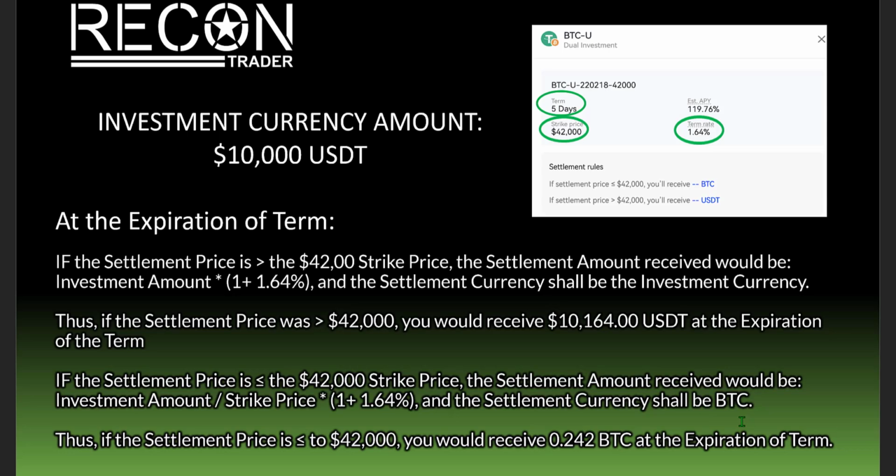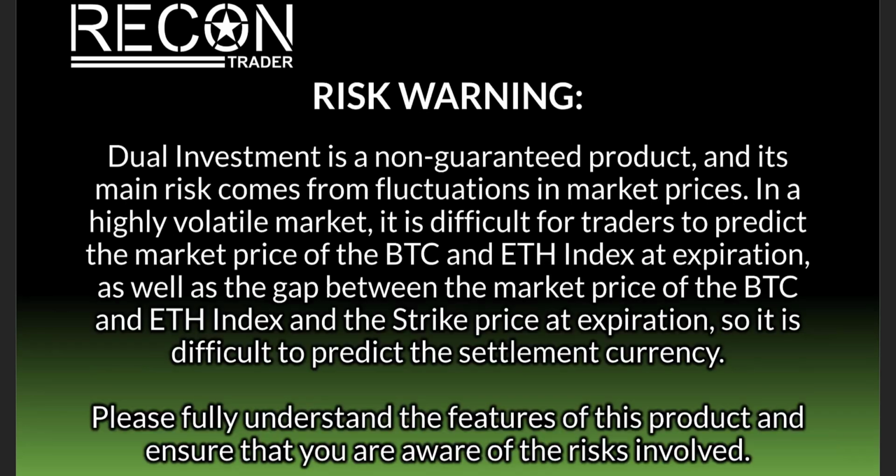And with that all being said, you can actually have the strike price lower than 42,000, get paid in BTC even though you buy it at 42,000. Because of the term rate percentage, you can still be up at the end of that term even though Bitcoin's price is down. But with that being said, there is risk involved and you can actually be down, and you could be down big. And so it is important for you to understand the risk that dual investment is a non-guaranteed product and its main risk comes from fluctuation in market price.